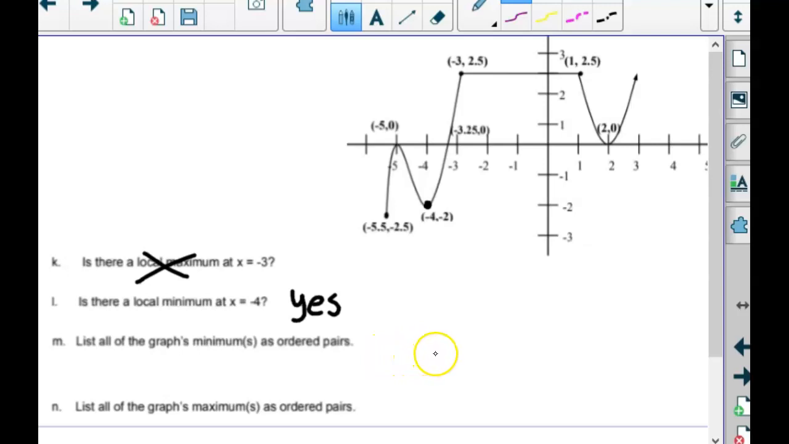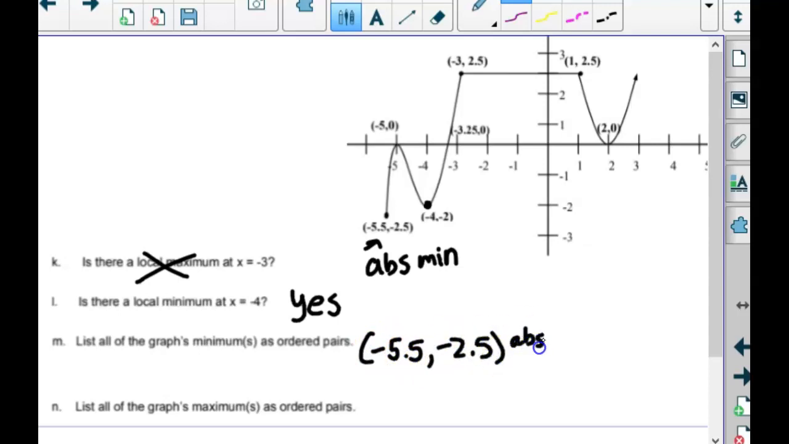Is there an absolute minimum on this graph, guys? This one, right? All right, list all of the graph's minimums as ordered pairs. So negative 5.5, negative 2.5 is an absolute minimum. There's a relative minimum at negative 4, negative 2. Any other minimums that we're pretty confident is a minimum? 2, 0.